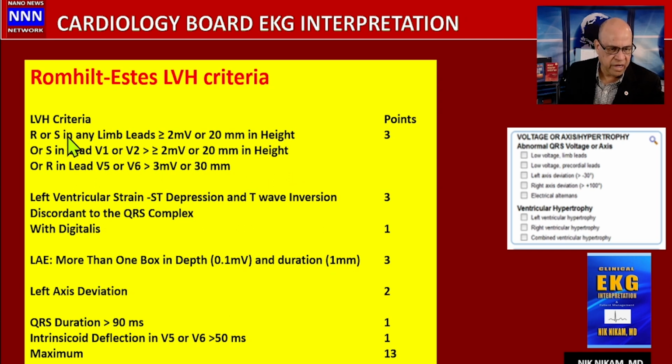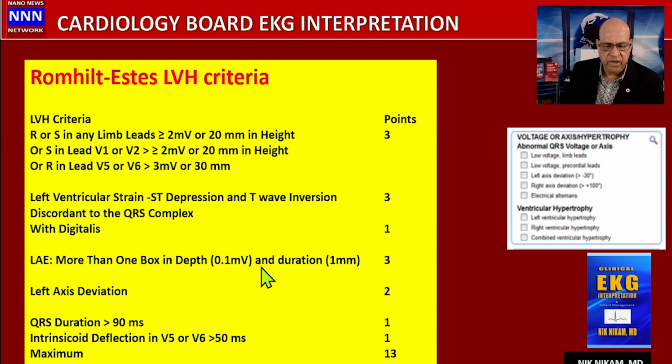That is an R or an S in any limb leads greater than 20 millimeters in height, or S in lead V1 and V2 greater than 20 millimeters in height, or R wave in V5 or V6 greater than 30 millimeters, 3 points. Left ventricular strain, that is downsloping ST segment with inverted T waves, that is 3 points. And I hope you can see my arrow here. Digitalis effect, then you get only one. If the patient is on digoxin, you get only 1 point.